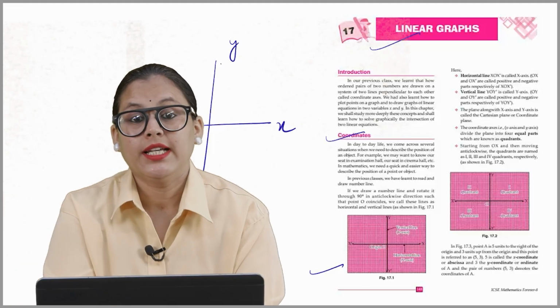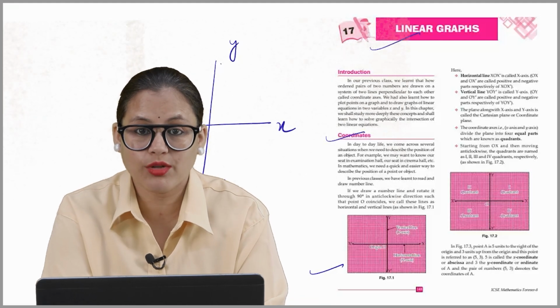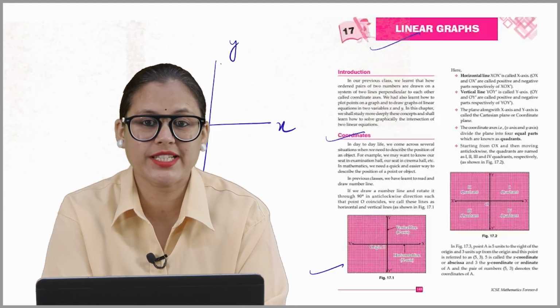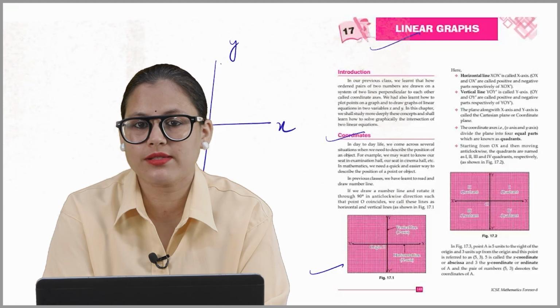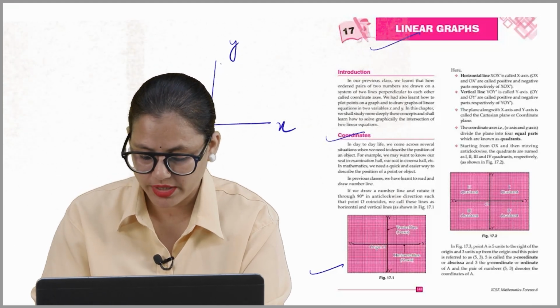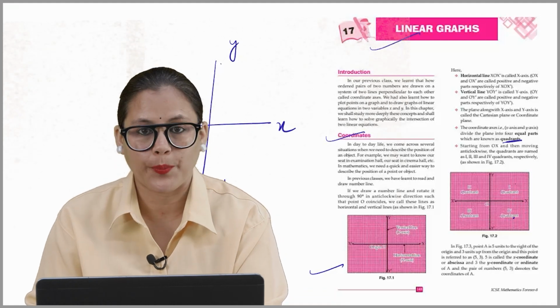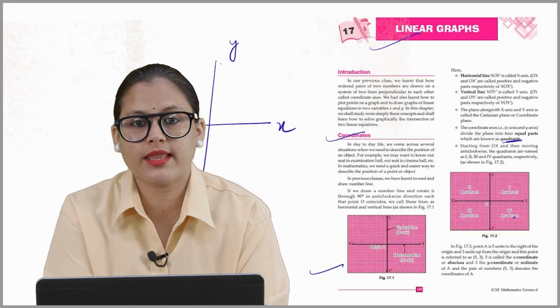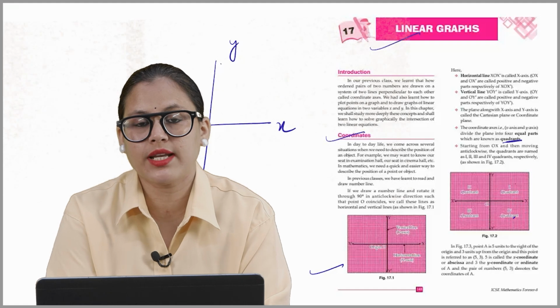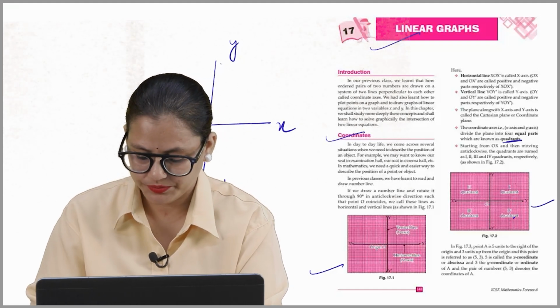Okay, the plane along with x-axis and y-axis is called the Cartesian plane or coordinate plane. The coordinate axes, that is x-axis and y-axis, divide the plane into four equal parts which are known as quadrants. Okay, so these are quadrants 1, 2, 3 and 4. Starting from OX and then moving anti-clockwise, the quadrants are named as 1st, 2nd, 3rd and 4th quadrants respectively, as shown in this figure.